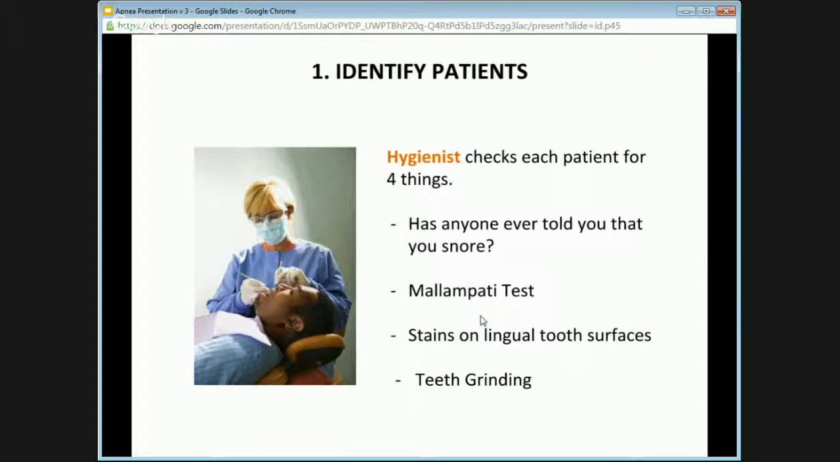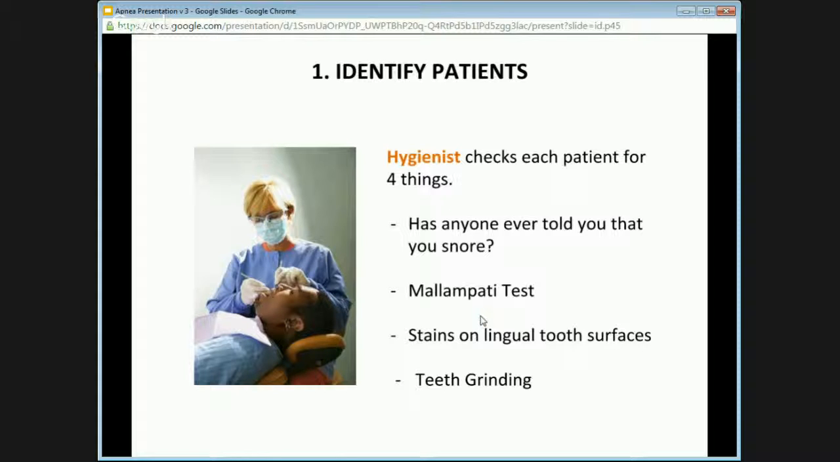Remember, we don't know who has it. We're looking for patients that are at risk. So we're assessing, we're asking, we're checking, we're screening. That's what we're doing. You've got to identify who's at risk first. And then lastly, if they grind their teeth. One dentist in the field who treats a lot of sleep apnea, he told me, Rob, 7 times out of 10, if they grind their teeth, 70% of the time, they're grinding because they have apnea.